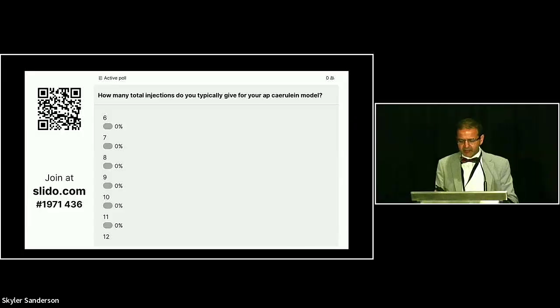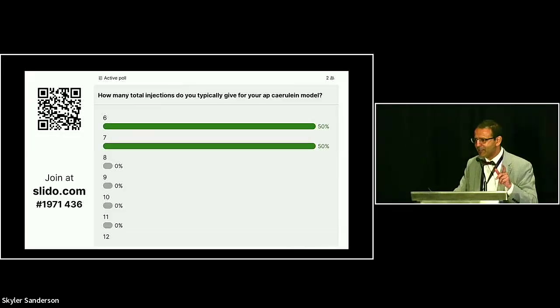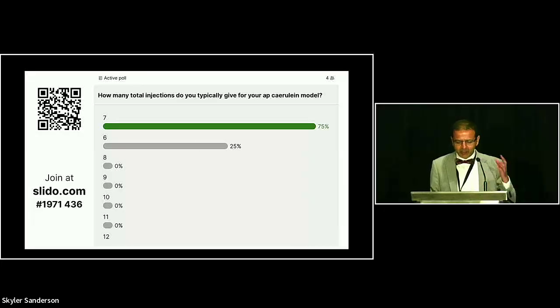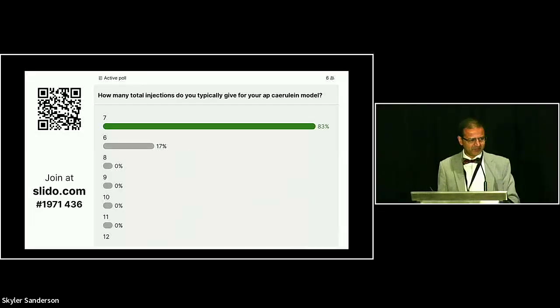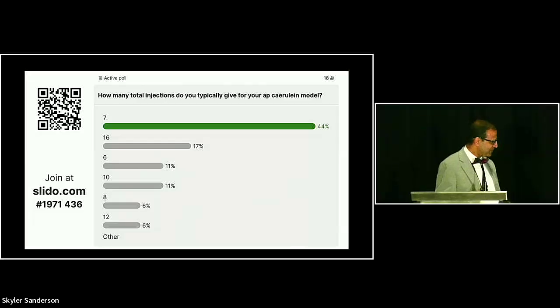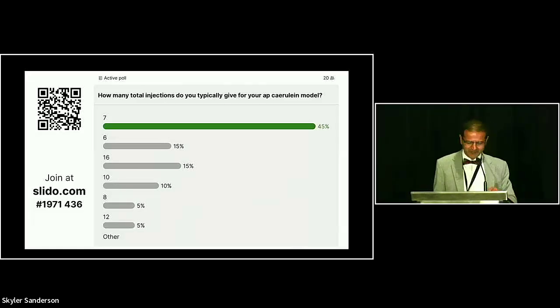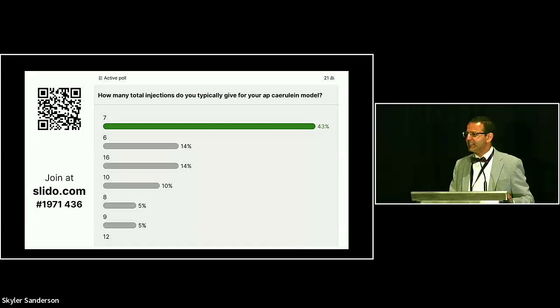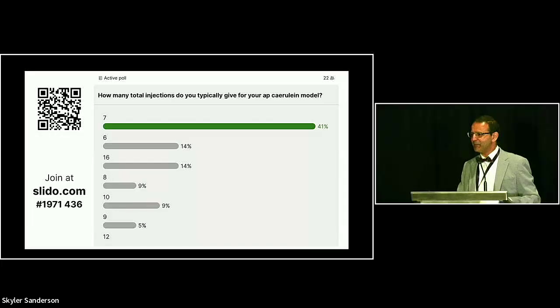And so here's the second online question for you as an audience. How many total injections do you typically give for cerulean AP? I know that 68% of you should be able to answer this. And whether it's 1 or more days. And the moderators are also welcome to do it if you want. And it will take another 2 or 3 seconds. Hopefully this is more engaging. We'll wake up.